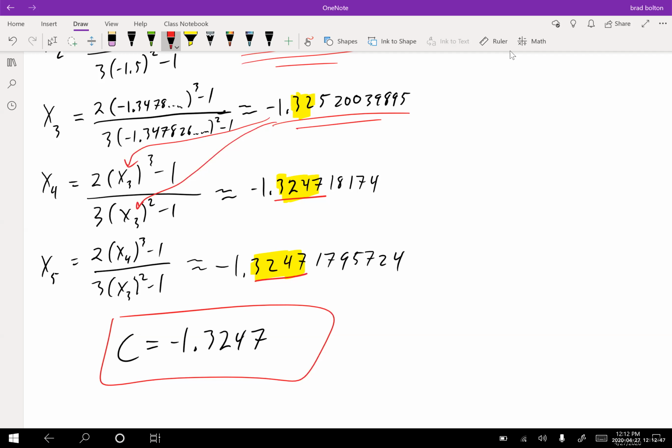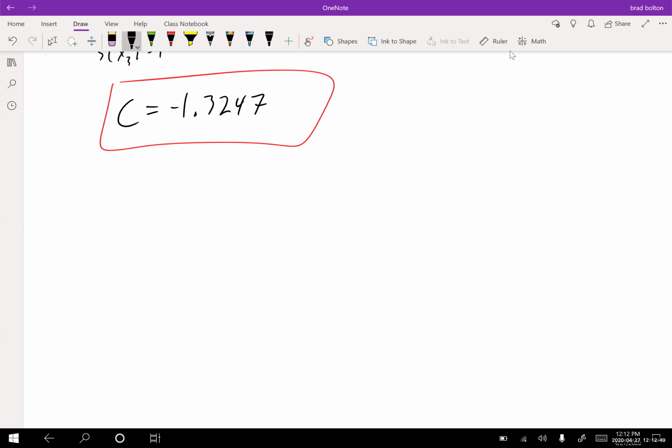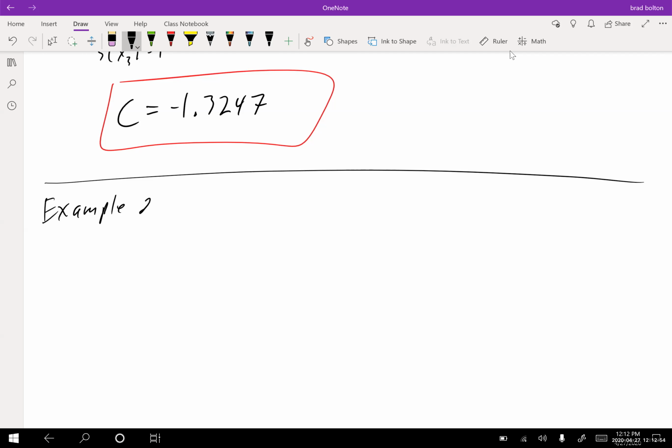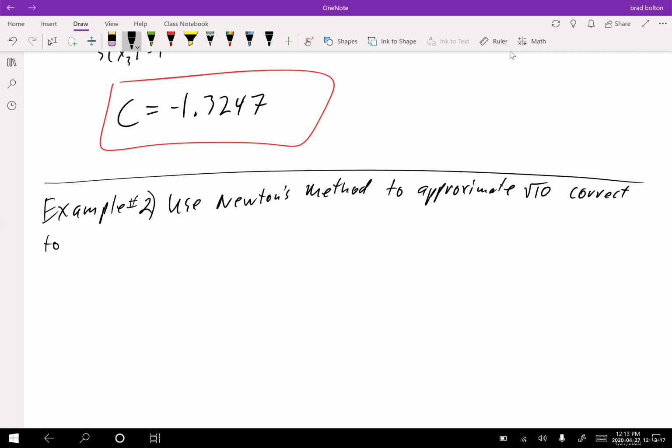There's another type of problem that we can run into. Okay? So let's do example 2. Okay? Now example 2 says, use Newton's method to approximate the square root of 10 correct to 4 decimal places.